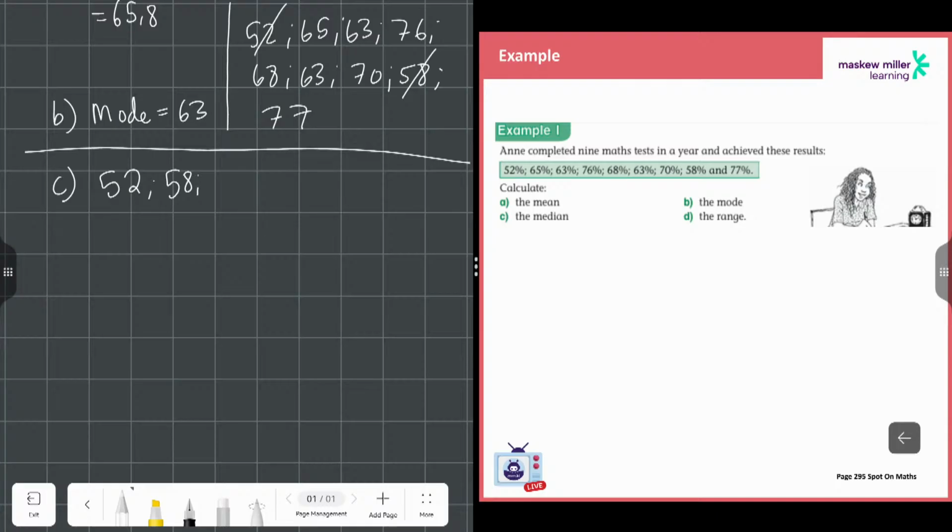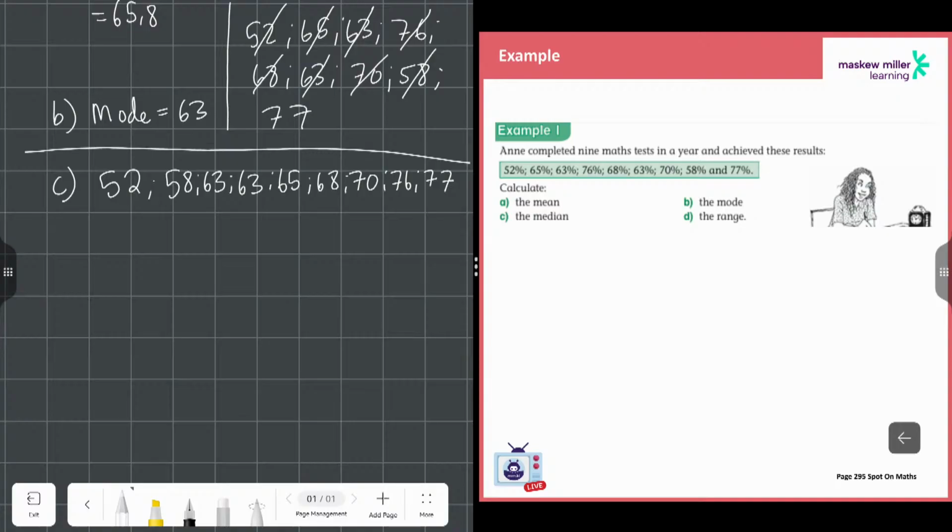Right? Now I can go to my 60s, so there's a 63 there, and there's another 63, so I'm going to scratch that 63 out. I then have a 65, I then have a 68, I then have a 70, I have a 76, and then a 77.